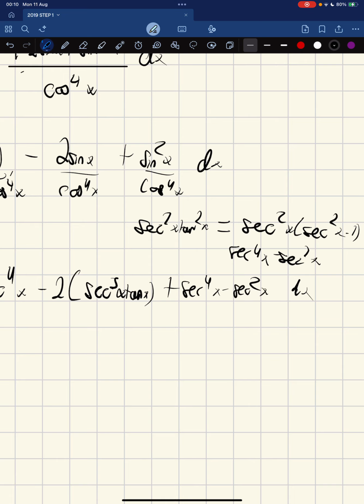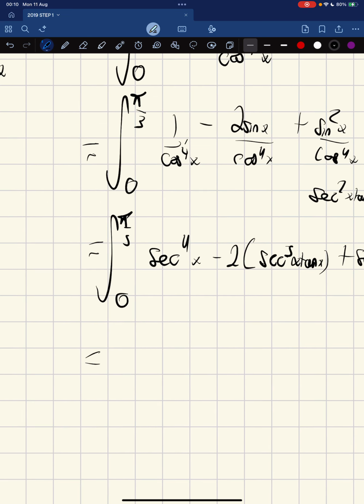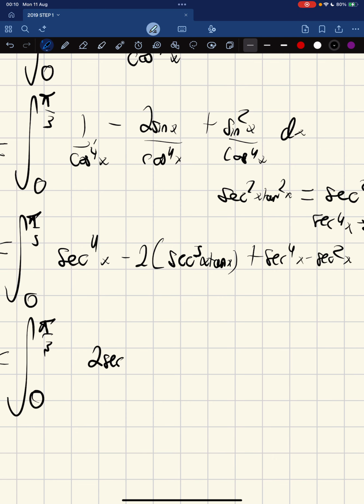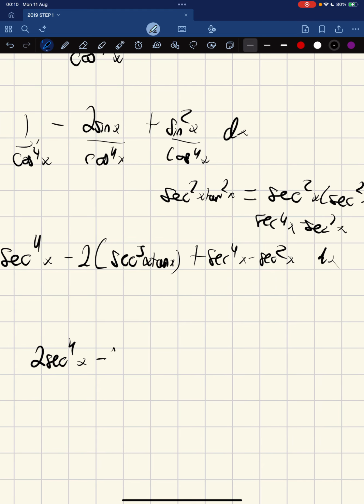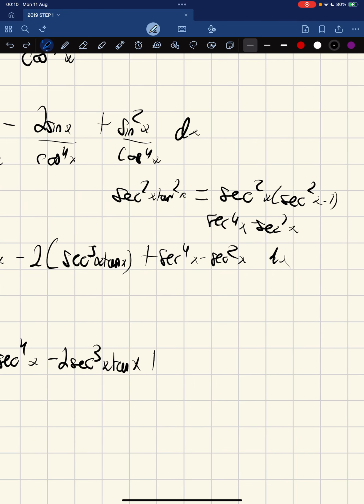So that tells us, and we simplify this down, right? So we get the integral from 0 to pi over 3 of 2 sec to the 4x minus 2 sec cubed x tan of x, or minus sec squared of x dx. Okay, so now this is the integral, right? So we can split this into separate integrals.